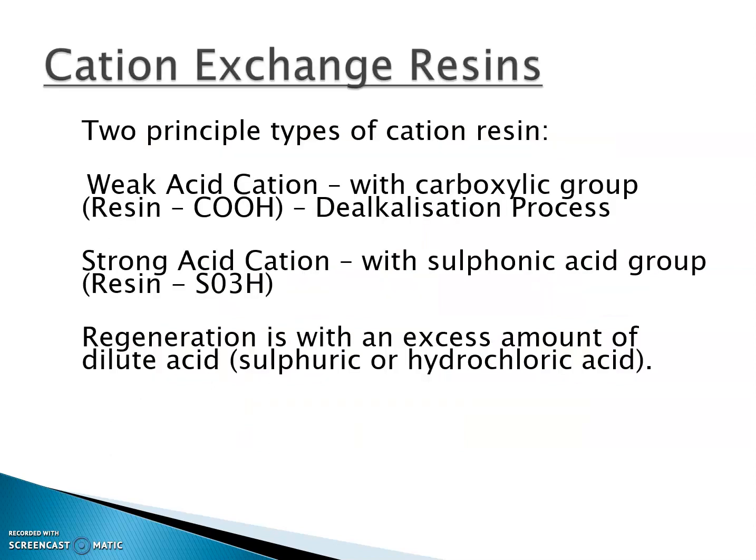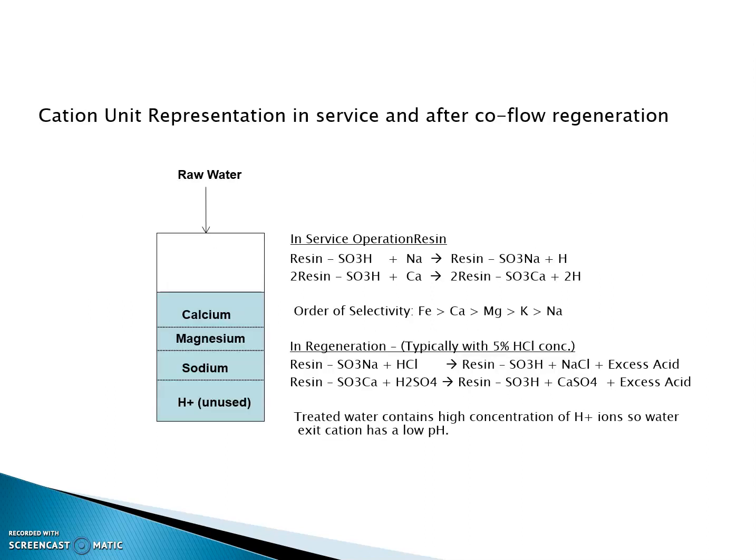Next, let us look more particularly at strong cation exchange resins. The two basic principal types of resins are weak acid cations and strong acid cations. As I stated earlier, here I highlighted the major functional group that is responsible for the exchange process. When the system is getting exhausted, it can be regenerated by using an excess of dilute acids such as sulfuric acid or hydrochloric acid. Here we highlighted the reaction involved in the exchange mechanism.